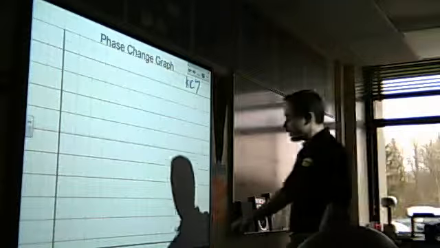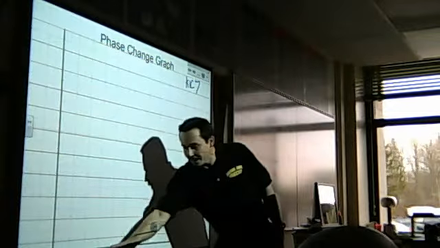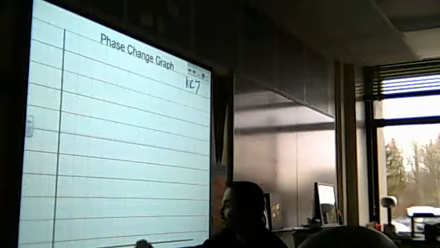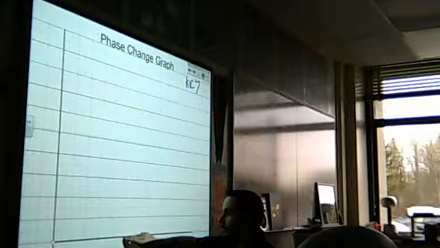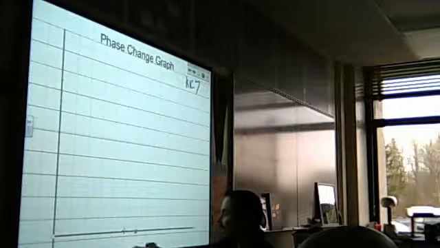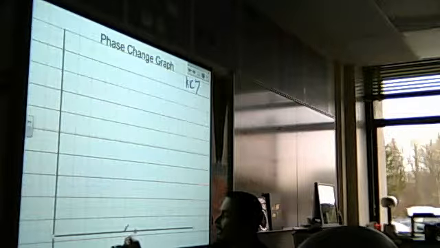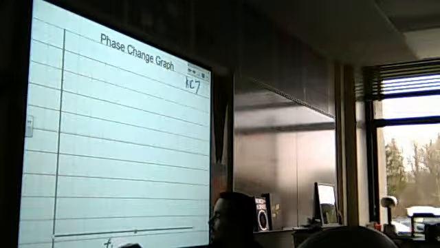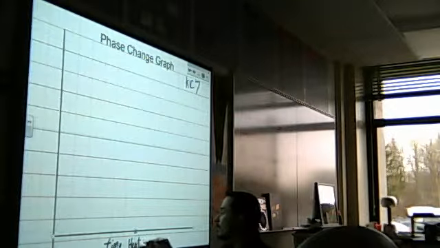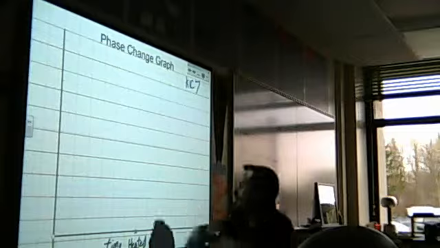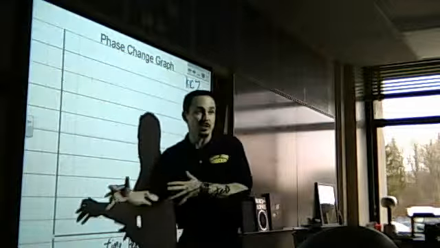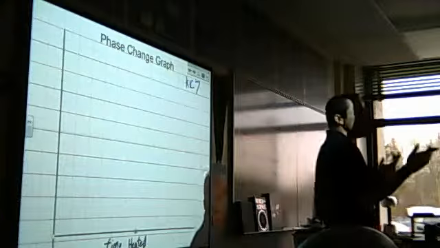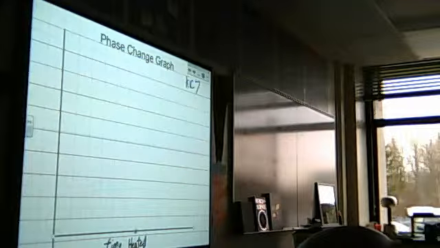So what we need to do is label our x and y axis. Down here on the x-axis, we're going to label this time heated. We're not going to put a unit or anything like that because it's just a conceptual graph. So this goes from 0 to however long you heat something. For you guys, you heat it for about 25 minutes or so.